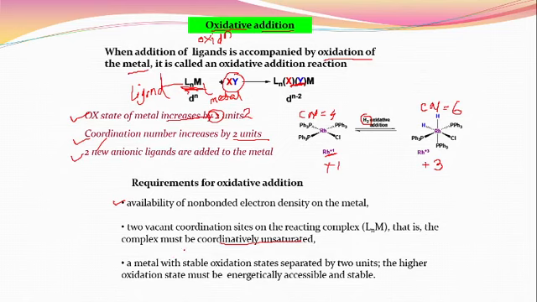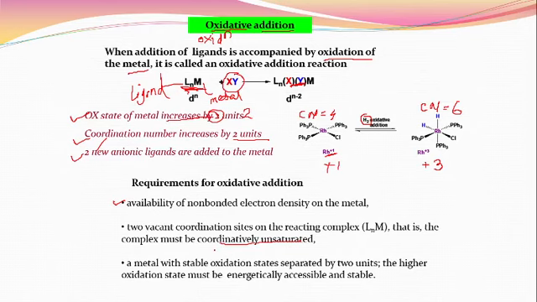Here, if the reactant already has 6 members, coordination number 6, what happens? There is no space to add new ligands. That's why the oxidation reaction cannot happen. Means what? This organometallic compound must have what?